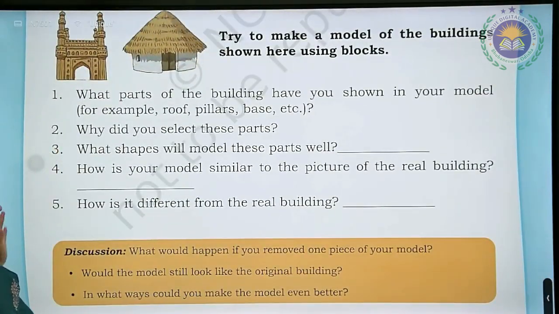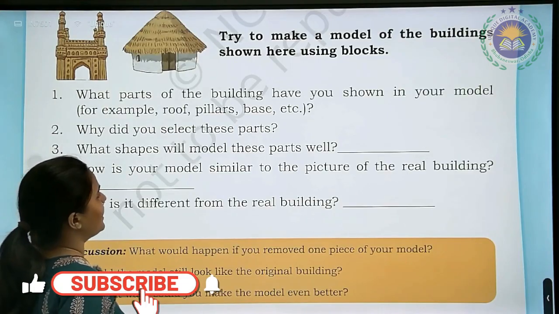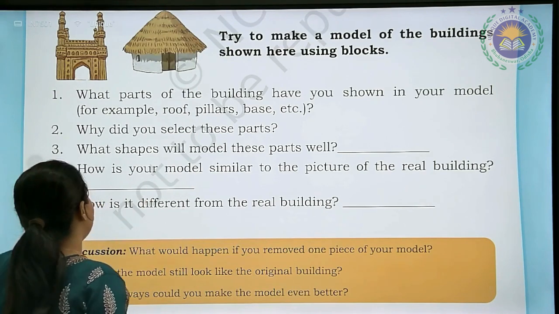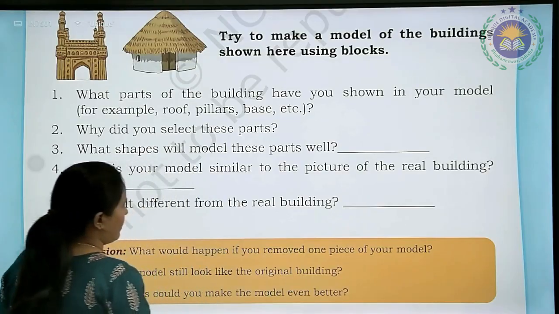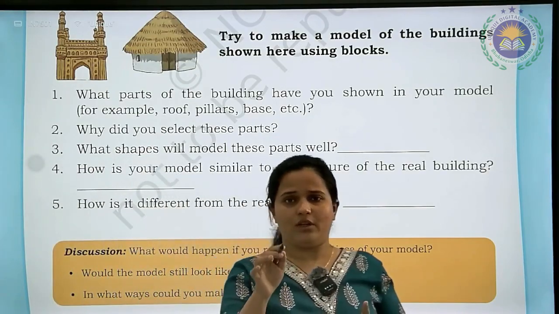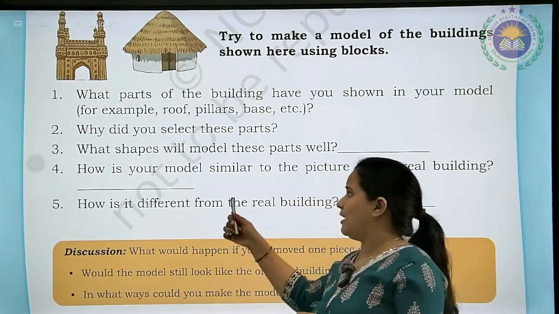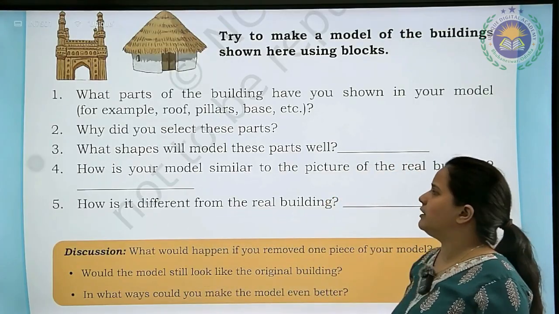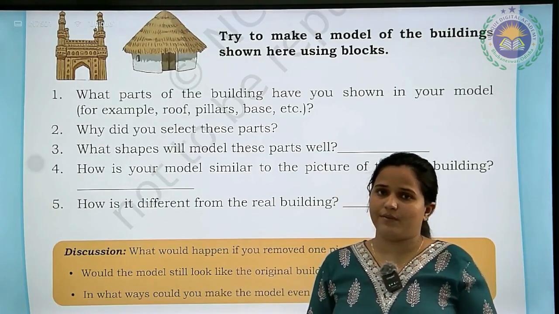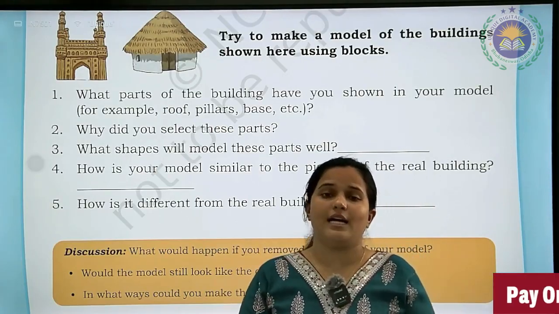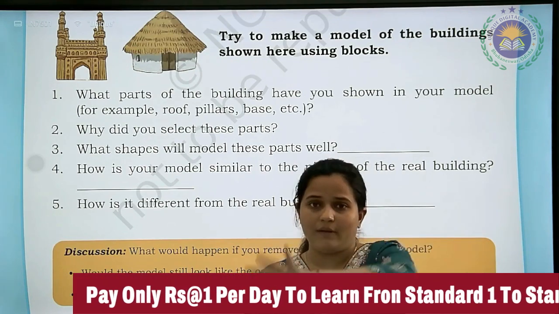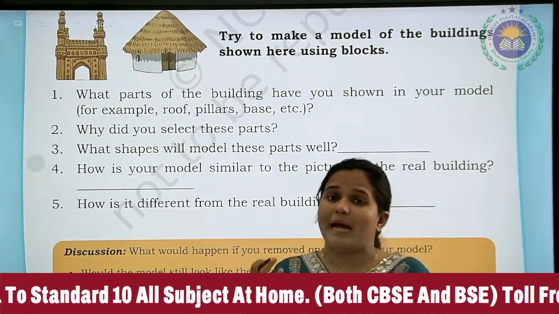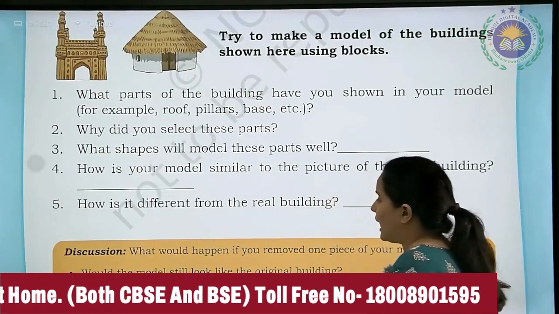See the questions here. What shape will model this part? What are the parts' names? The cylinder, the cuboid, the cubes, these are the parts. How is your model similar to the picture of the real building? Yes, if you use 3D parts or 3D blocks, you can make it like a real-life model. How is it different from the real building? Yes, real buildings are made up of many kinds of shapes, like a cone shape, a dome like the semicircle shape. We use many different shapes and several kinds of patterns in real buildings, like in an apartment.